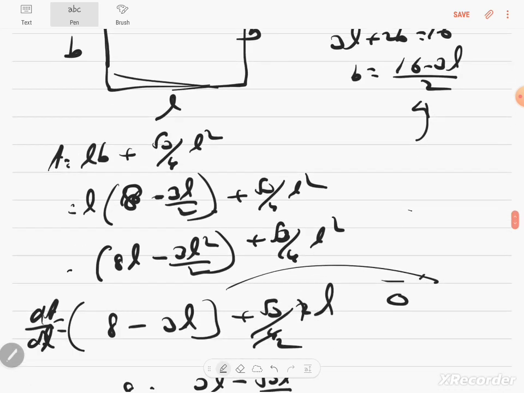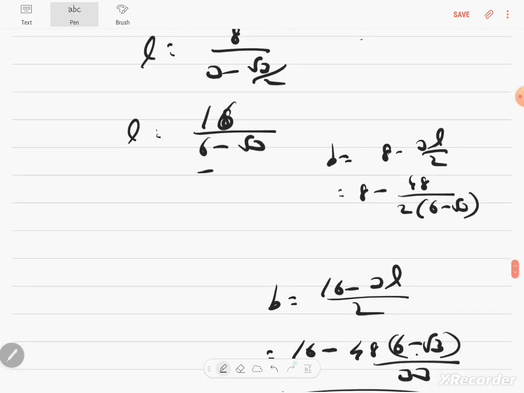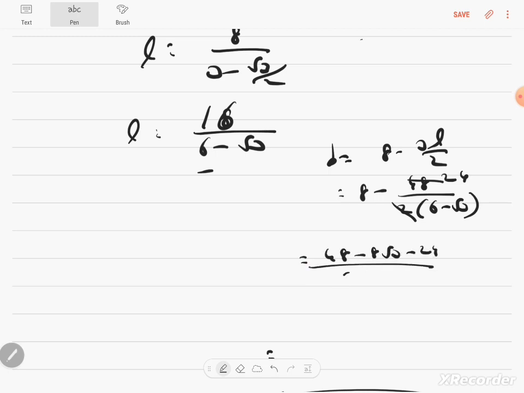Breadth is equal to 8 minus 3L by 2. Breadth is equal to 8 minus 3L by 2, which is 8 minus 48 by 2 into 6 minus root 3. So let me take an LCM, let this get cancelled. 2 2s are 4, 4 2s are 8. 8 6s are 48 minus 8 root 3 minus 24 by 6 minus root 3 will be 24 minus 8 root 3 by 6 minus root 3.